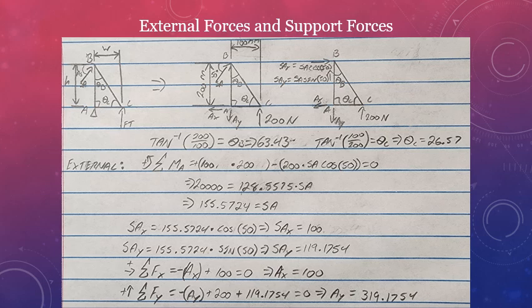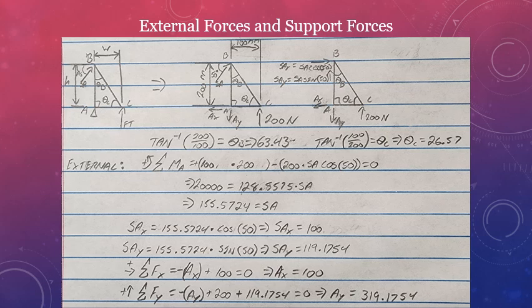We're going to do the width multiplied by the height, which is 100 times 200, and subtract that by 200 multiplied by SA cosine of 50, and set that equal to 0. When we solve for SA, it's going to be 155.5724, and we're going to find the reaction forces at SAX and SAY.